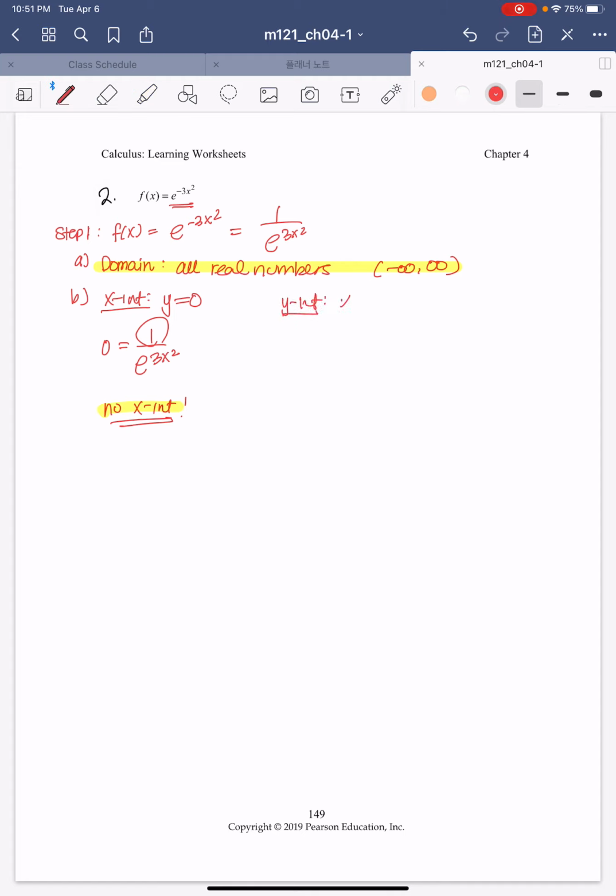The y-intercept is the opposite. We set x equals 0 and solve for y. So we plug it in: e to the negative 3 times 0 squared, which is equal to e to the 0, which is equal to 1. So we do have a y-intercept. The y-intercept point is (0, 1).